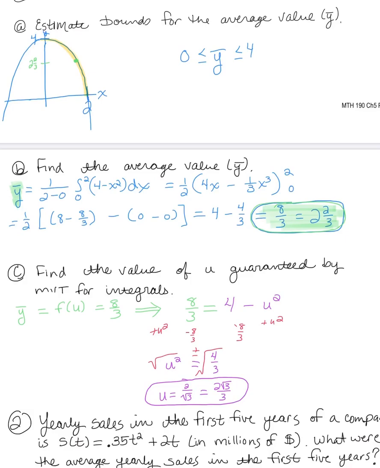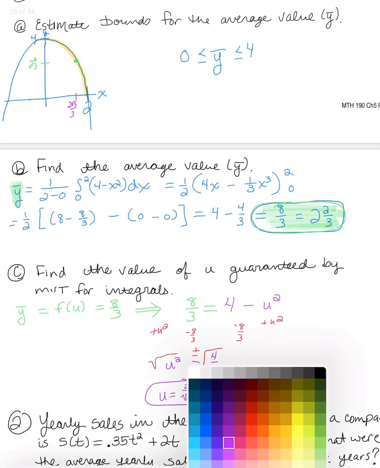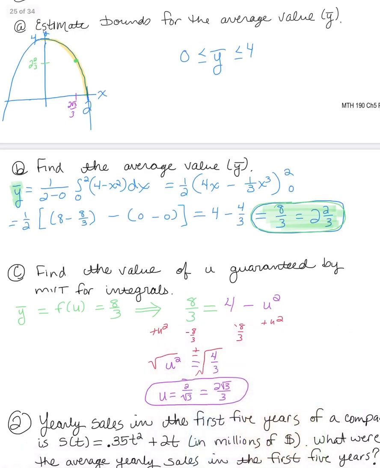So if we go back up to our picture here, this value right here, this 2 root 3 over 3, that's the value of u guaranteed by the mean value theorem. And so now what we've really discovered here is that the area of this rectangle has a width from 0 to 2, so from the a to the b, and the height of the 2 2/3.